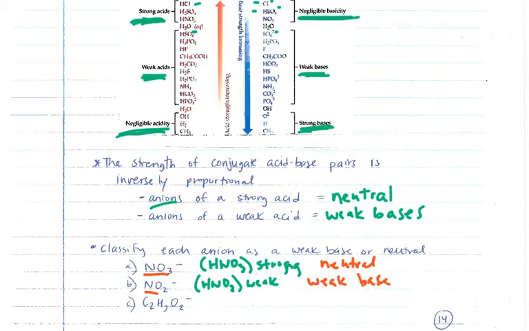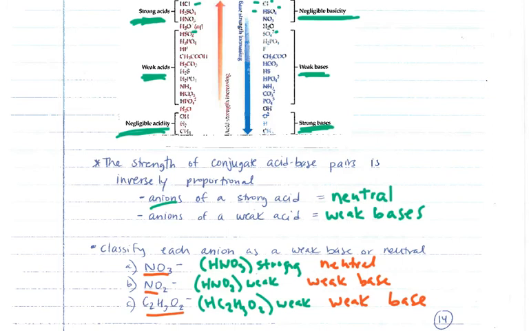It will act as a proton acceptor. And then this last one down here, its conjugate acid would be HC2H3O2. All right, not a strong acid, which means it's a weak acid. And so this ion would act as a weak base. So a lot of negative ions, a lot of anions, are basic.